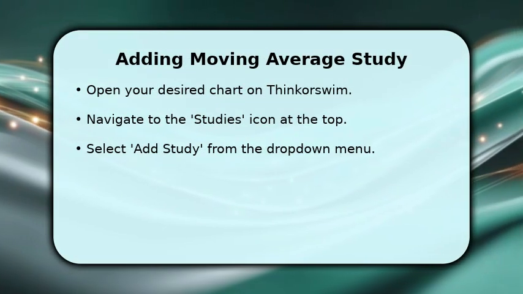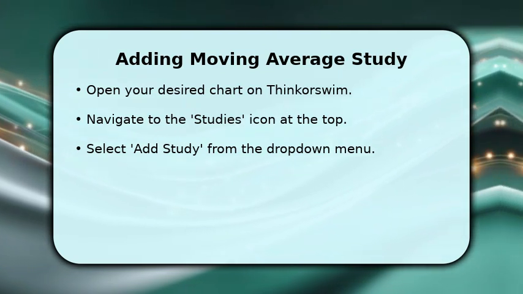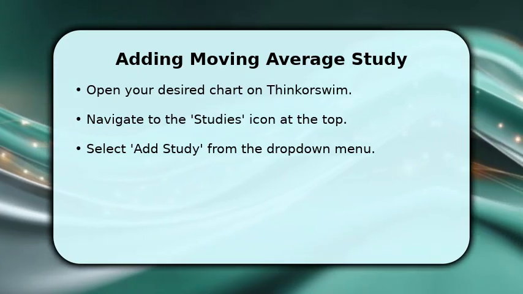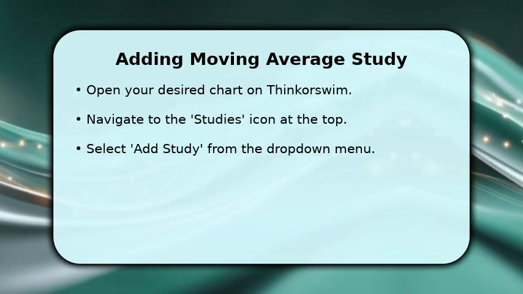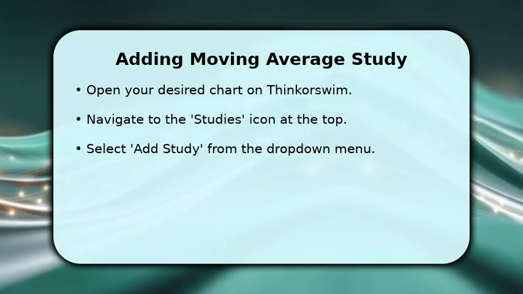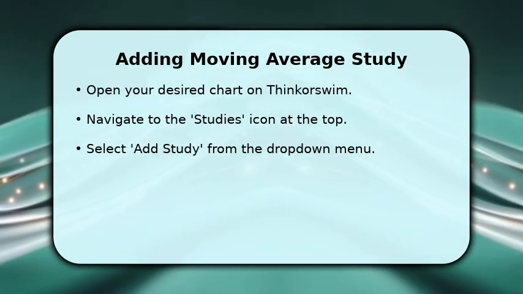First, open any chart on your Thinkorswim platform. Look for the studies icon, usually found near the top of your chart interface. Click on it and a drop-down menu will appear. From there, select Add Study. A search bar will pop up. Simply type moving average to find the indicator you need.